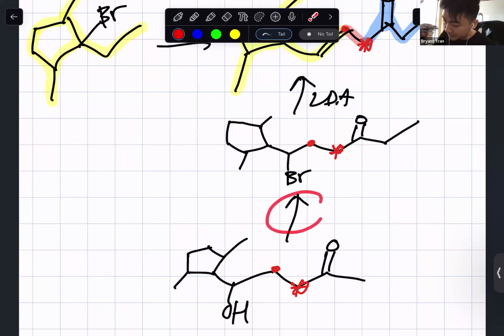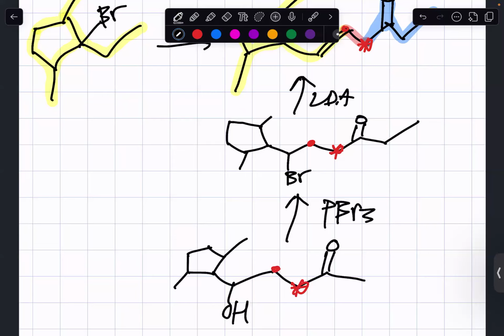Now, the reaction that creates the bromine here is PBr3. Are you familiar with that reaction, Hannah? PBr3? No. Converting alcohol to bromine. Okay.